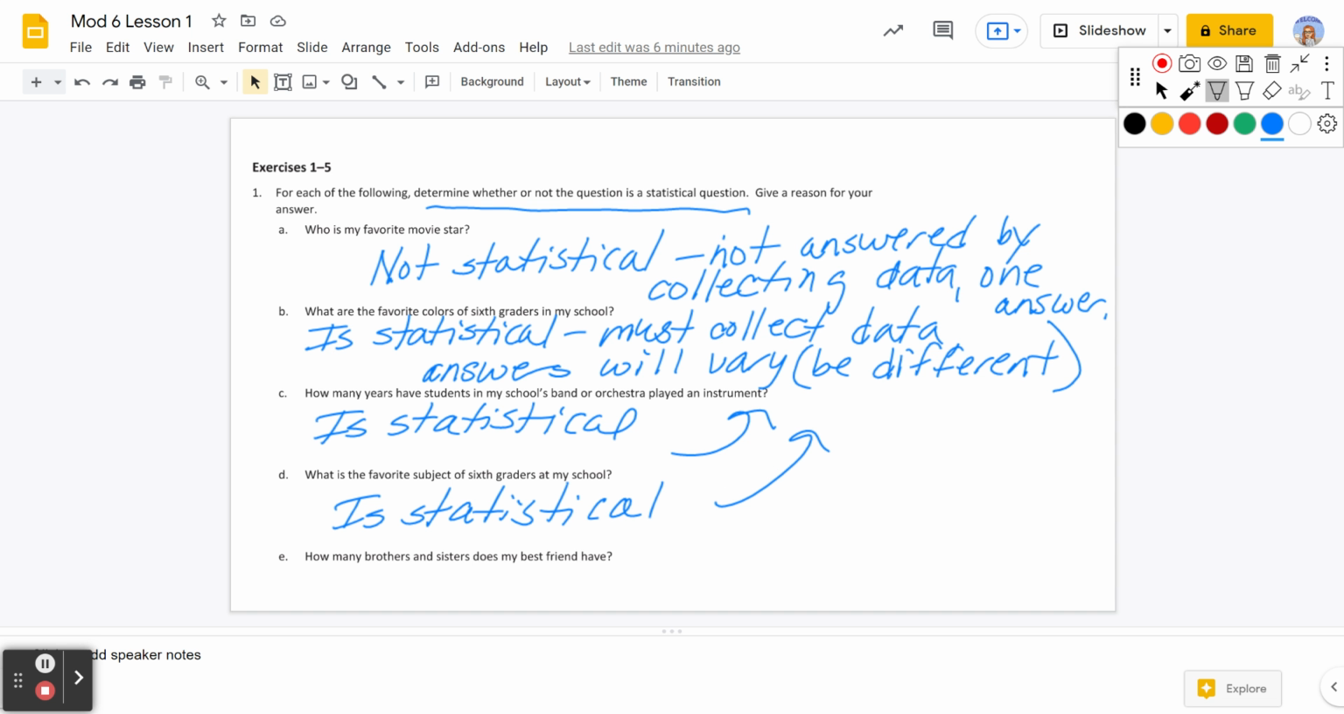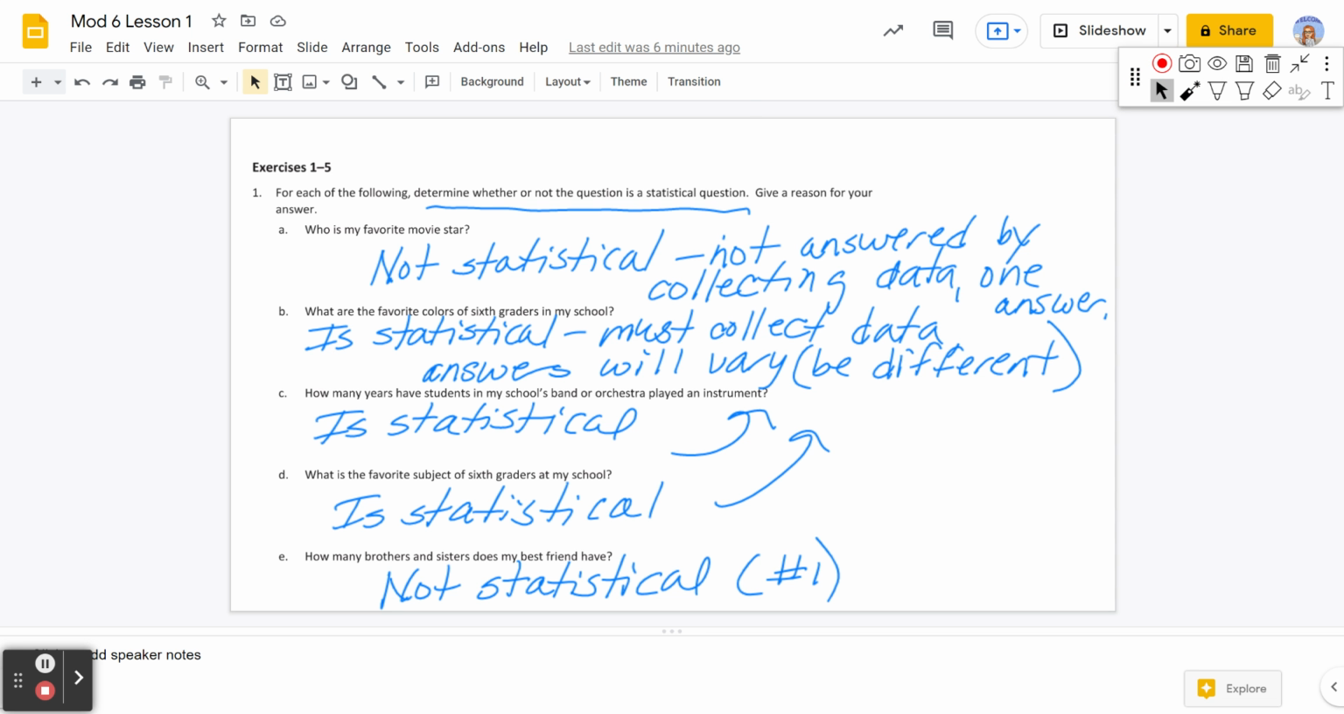How many brothers and sisters does my best friend have? That would not be statistical because you do not need to collect data and there is only one answer. So the same reasons from number 1. Okay, I'm sure you did a great job on those.